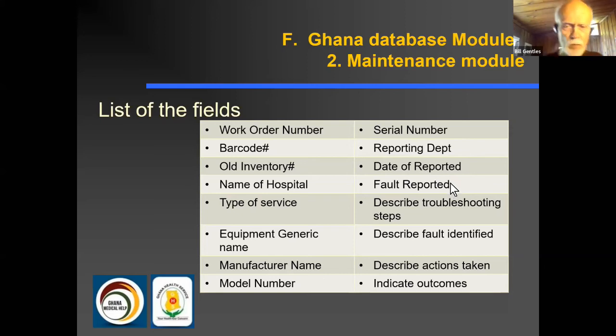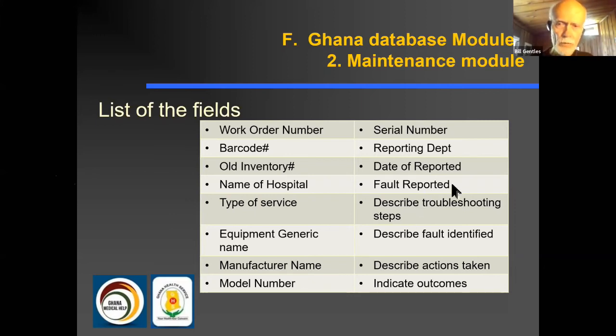I know when I was running a biomed shop, we'd typically get a piece of equipment with a label stuck on it saying broken, please fix. You always want to try and educate your users to give you as much detail as possible when they're reporting a piece of broken equipment. What were the symptoms that led you to believe this equipment was broken?